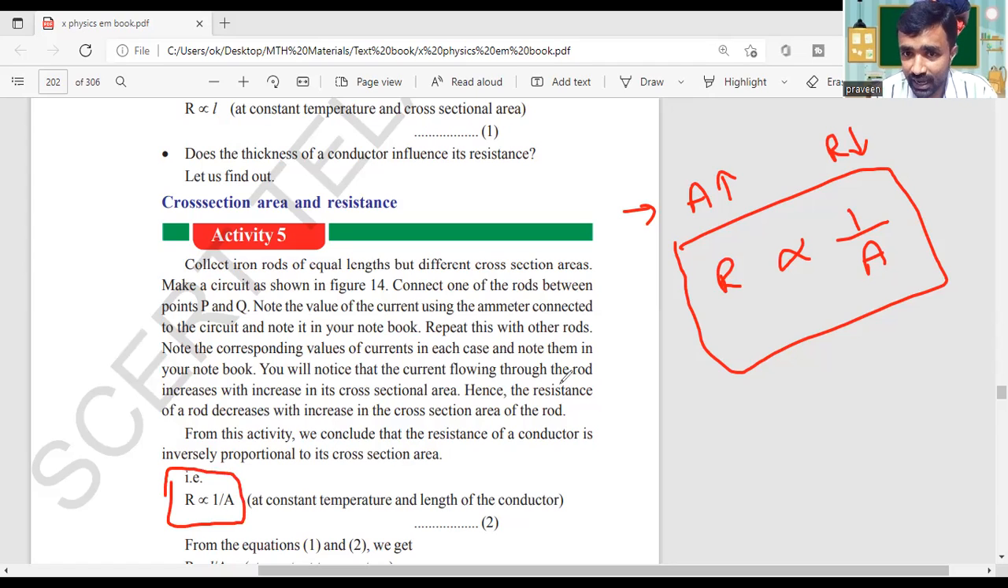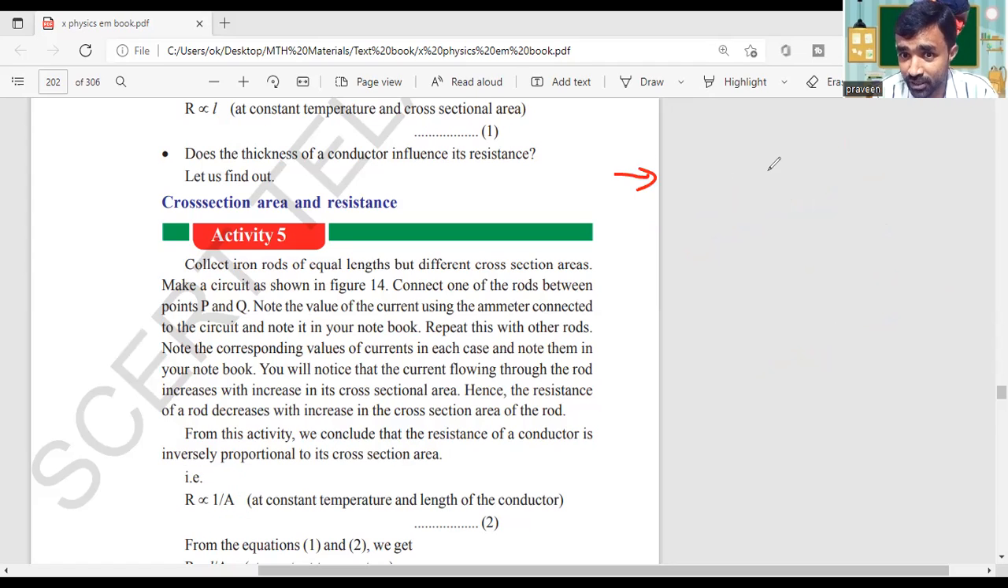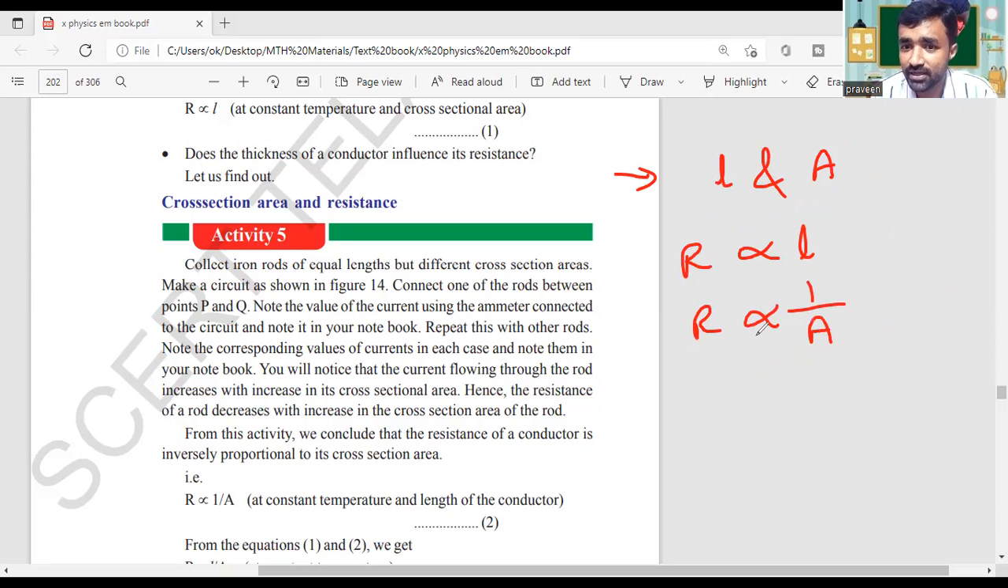So here I am giving importance to the length and cross-sectional area. Resistance increased with an increase in the length of the wire, and resistance decreased with an increase in the thickness of the wire. The rest of the things, temperature and the nature of the material, are the same. So what I observed is, R is proportional to L and R is proportional to 1 by A.